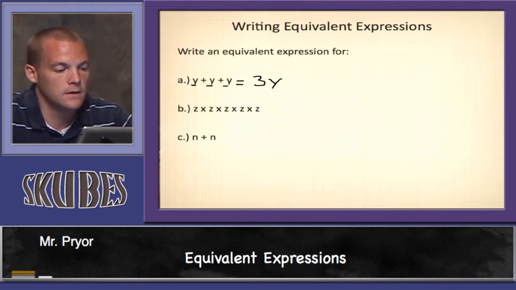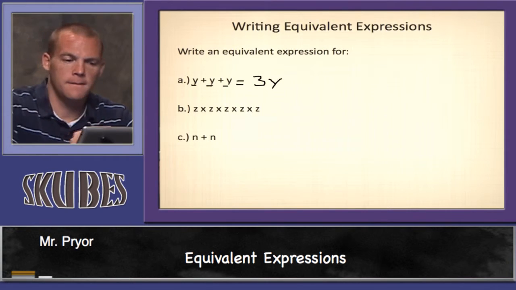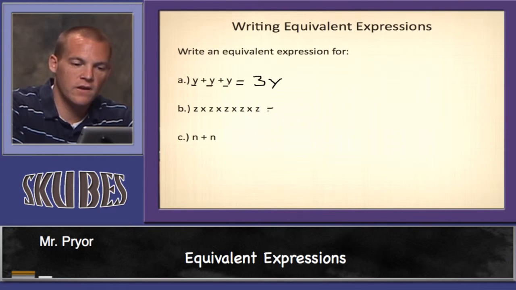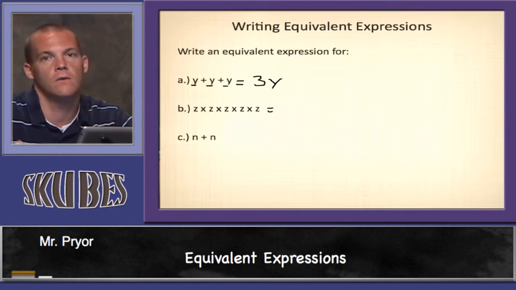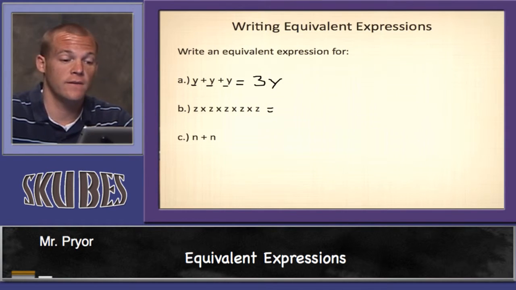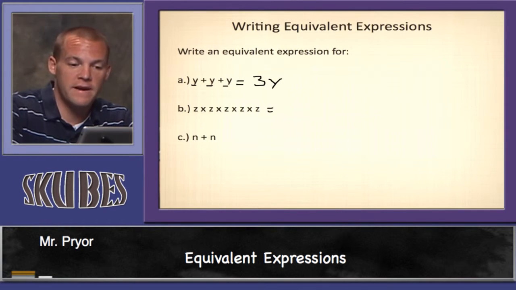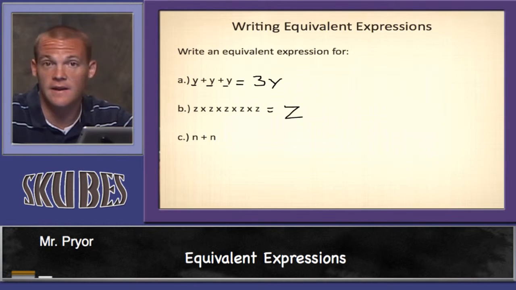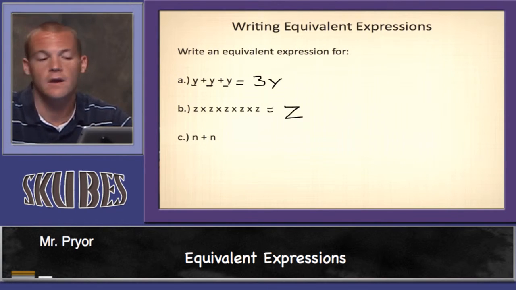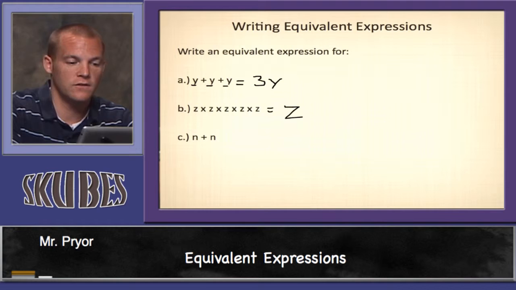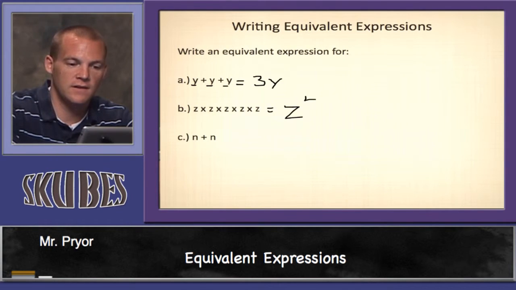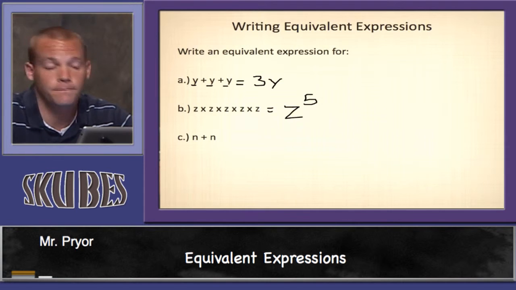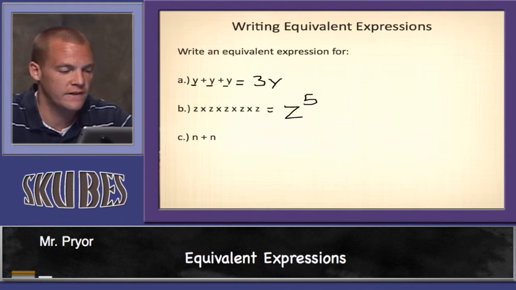All right. Letter B is something that we actually saw in another program that dealt with multiplication. You're dealing with repetitive multiplication, or exponents. Okay. So in this case, the letter would be your base value in your exponent, and then however many there are of that letter would be your exponent. So there's 1, 2, 3, 4, 5 z's. All right, so that's going to be z to the 5th power. That would be your equivalent expression there.